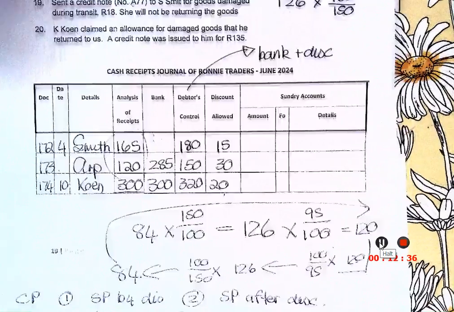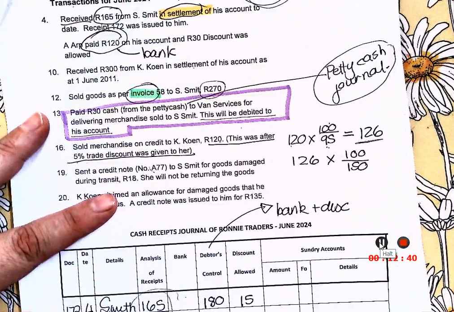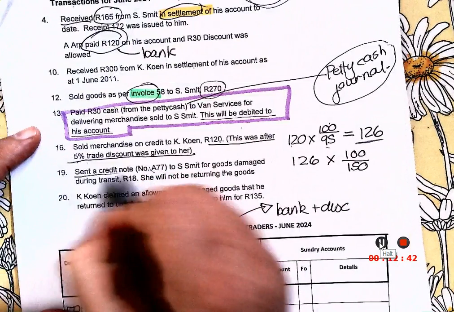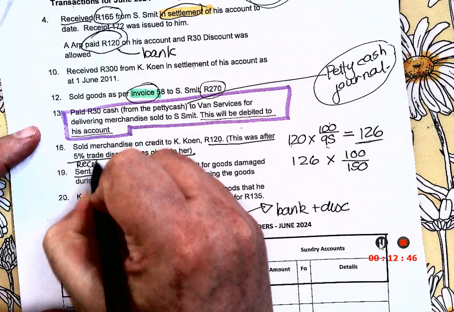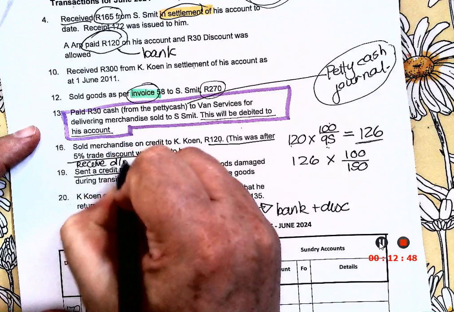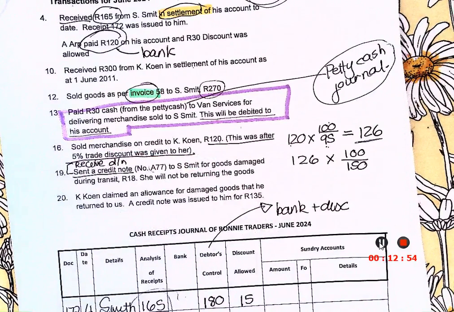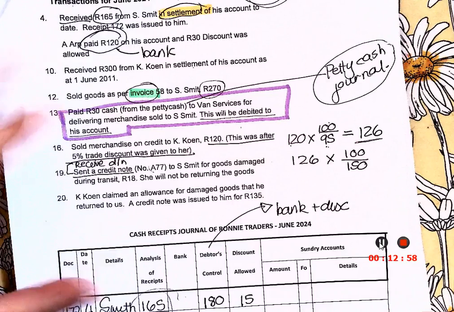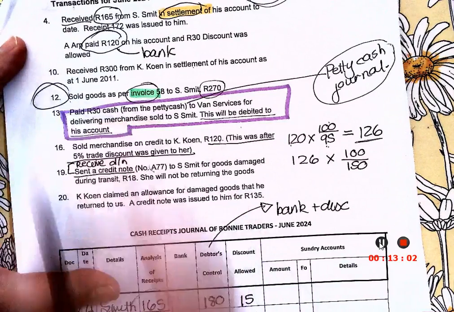So the next transaction says we sent a credit note. Now remember, it can also be we receive a debit note, né? Because they go together. The debit note asks me for an allowance. The credit note says yes. Okay. Now, to Smith. So Smith is this guy here.